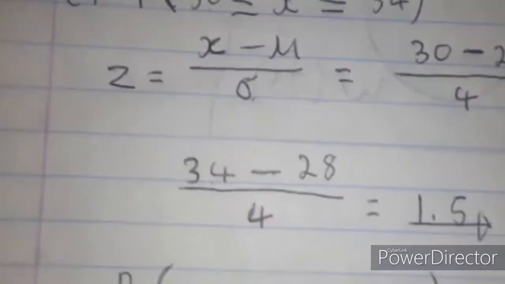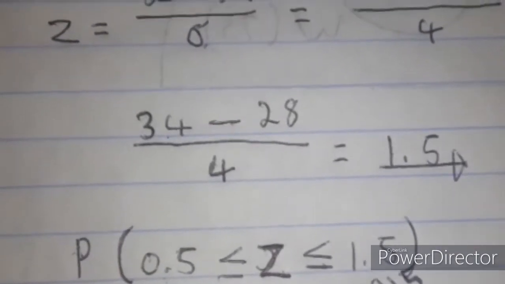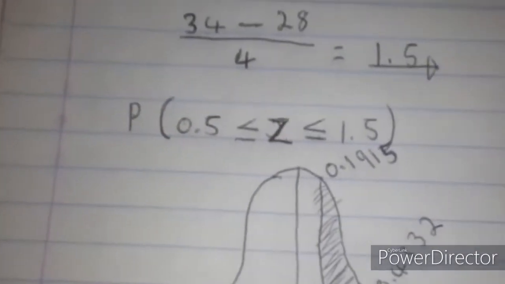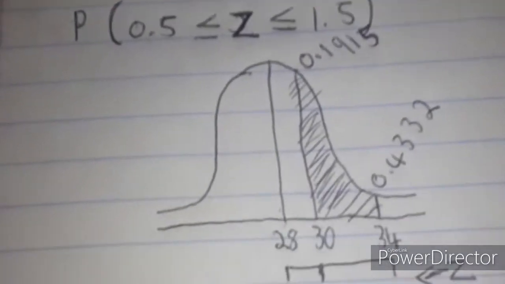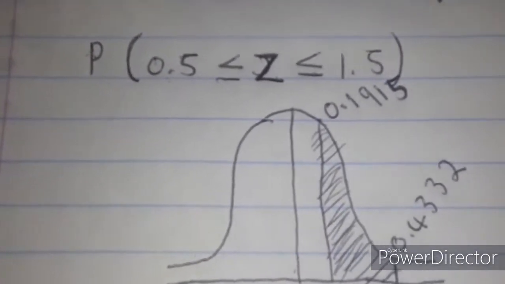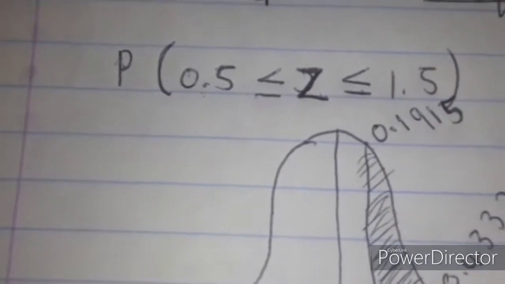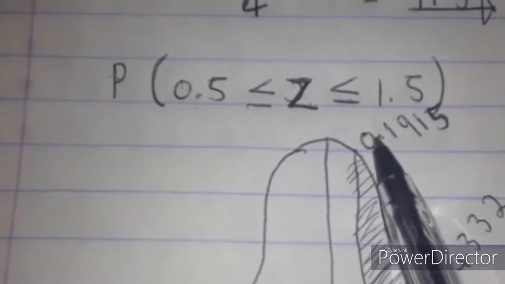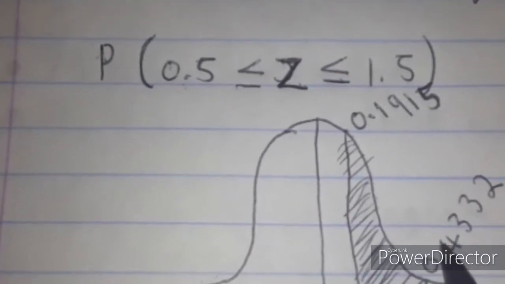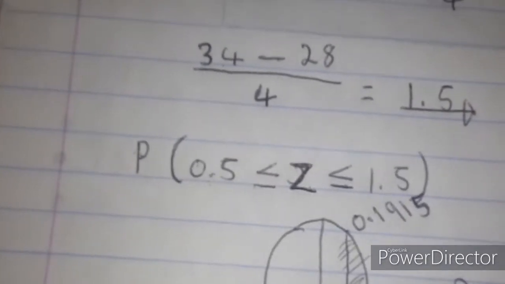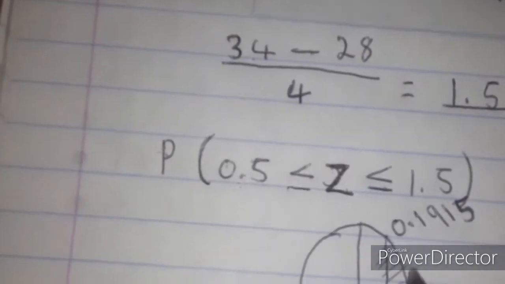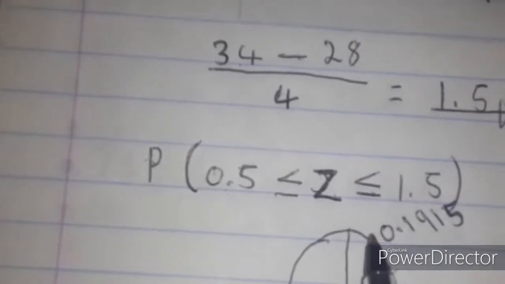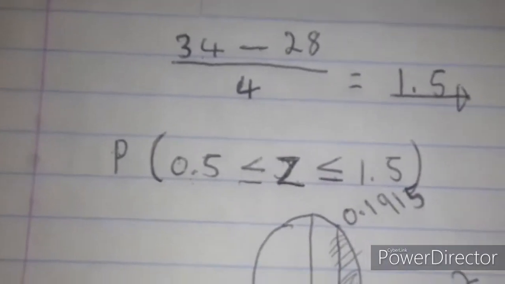Now, we want this area or this probability that is between 30 and 34. So in order to get it, we're going to subtract this one from this one in order to get the probability that is between.